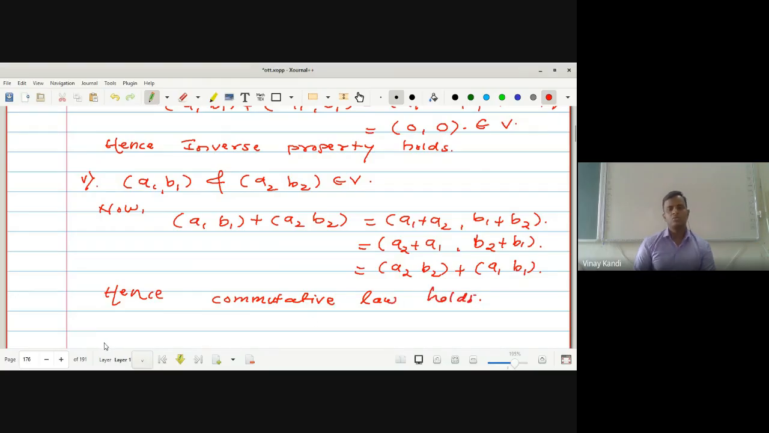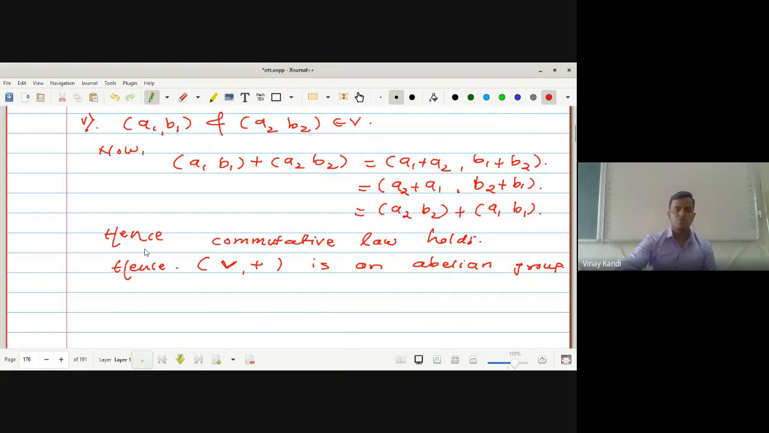Okay, any doubt? No, sir. Hence, the set of all ordered tuples V with algebraic structure plus is an abelian group. Okay. Now the 5 conditions are proved. Now the 6th one.